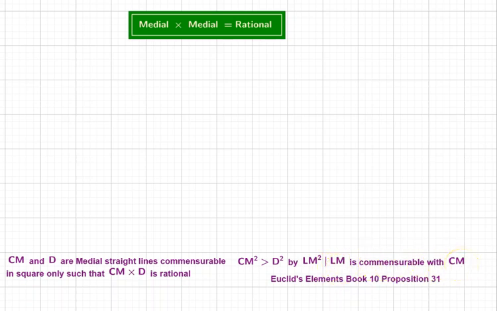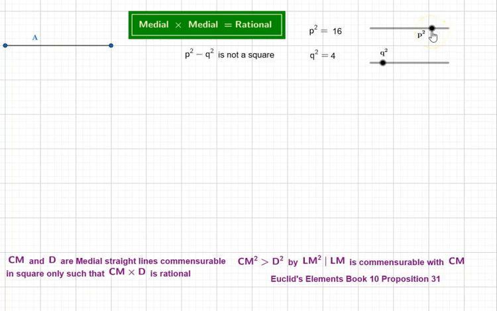Okay, let's proceed. We start off by taking a straight line A, and then we take two square numbers, say 16 and 4, such that P square minus Q square is not a square number and P square is greater than Q square. We arrive at another straight line B such that A and B are commensurable in square only. We have already seen how to do this. So we have arrived at B.